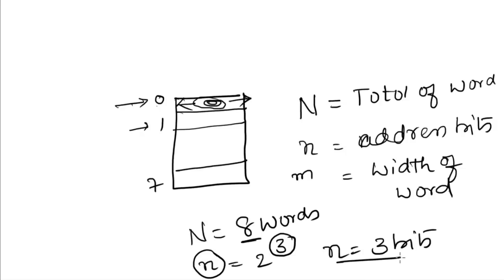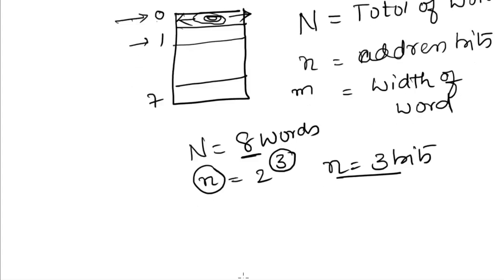Like this there are some formulas to calculate the number of words and the number of address bits. Now I will give you the general formula of total number of words. Total number of words will be represented by capital N and the formula will be 2 to the power of n. And similarly, the address bits will be represented by small n. Small n means log N base 2.